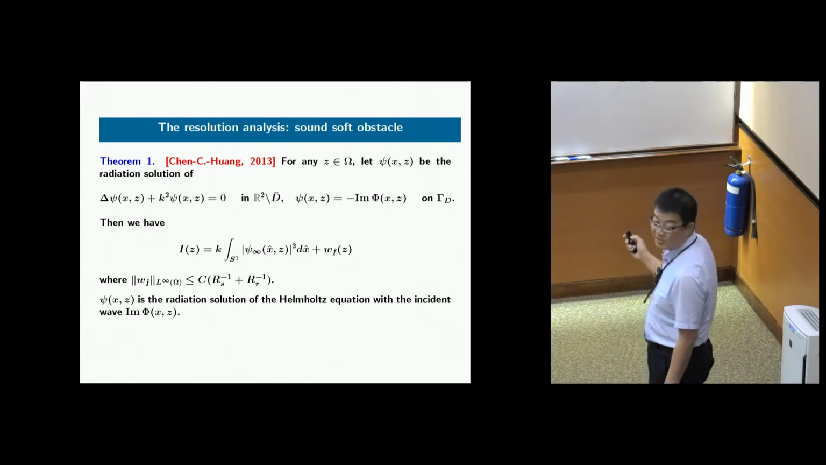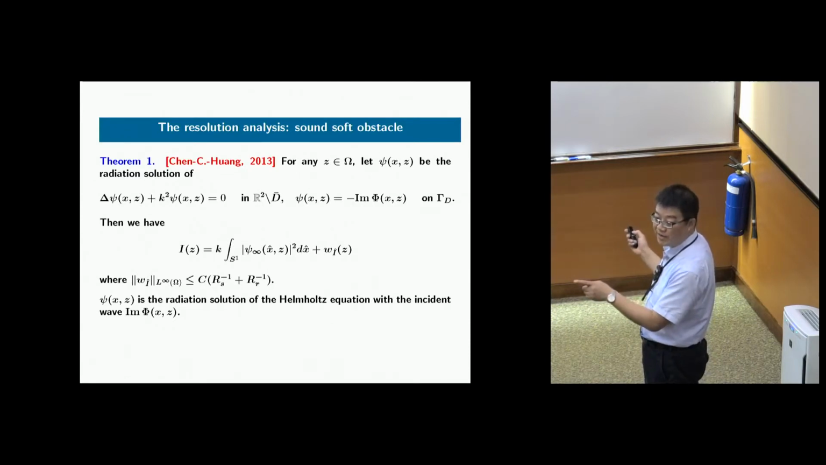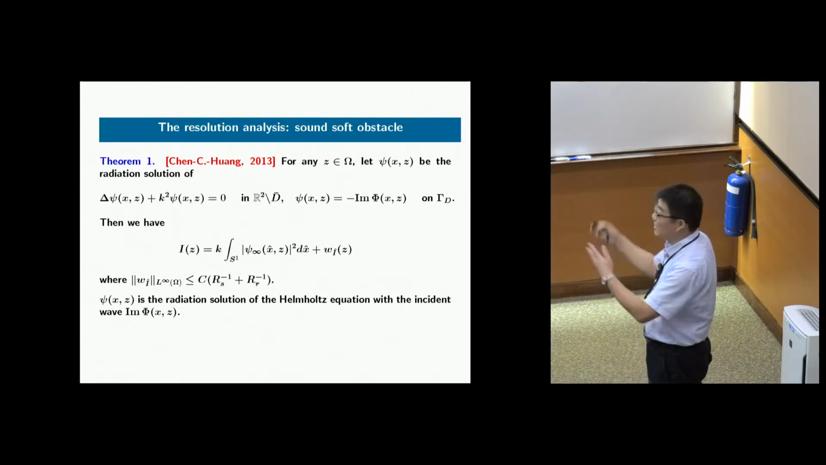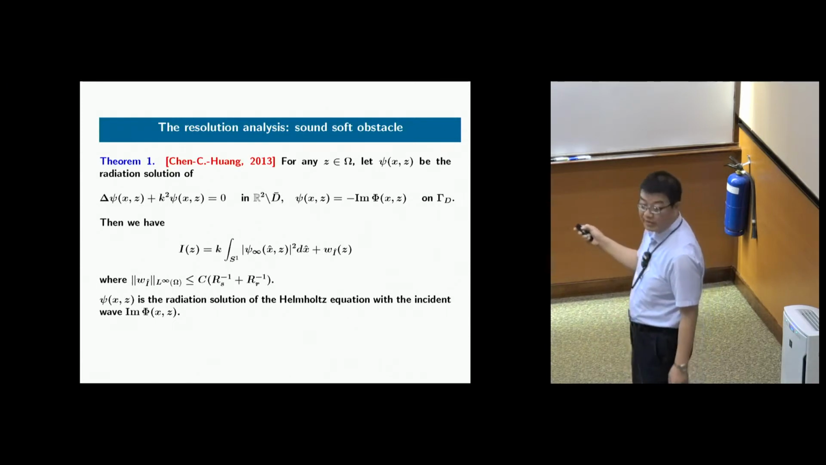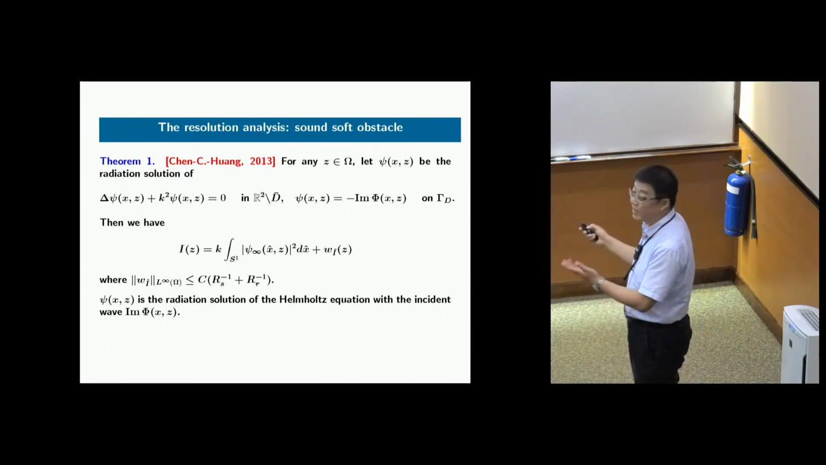The imaginary part of the fundamental solution satisfies the Helmholtz equation, so it can be used as the incoming wave. Now you have this as the incoming wave, and you have a scattering problem. Now you can have the far field, and this is the total far field. So this is what we mean by image. This is the definition of the image.